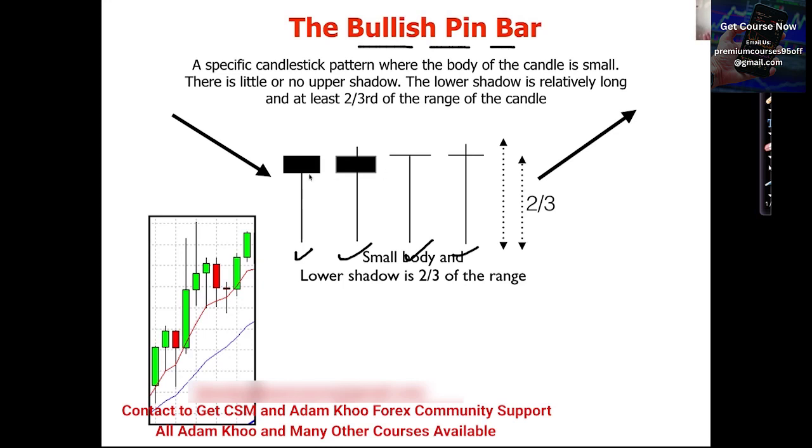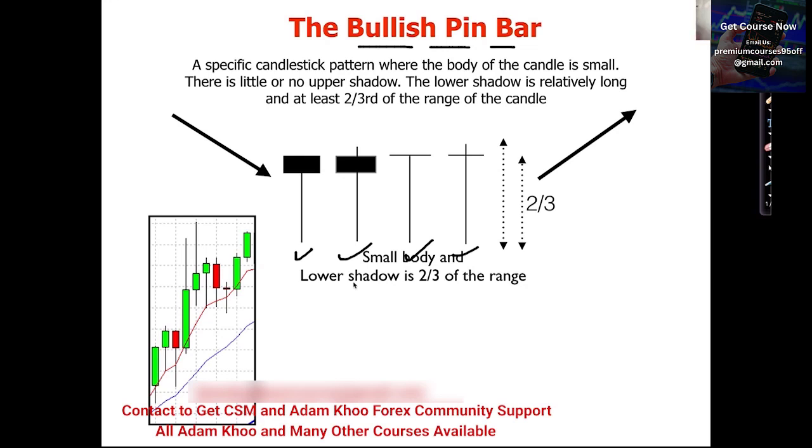What do they all have in common? They all have a relatively small candle body. In this case, the candle body is just a straight line because the open and closing price is the same. They all have a small body, and next they have little or no upper shadow or upper tail, but a long lower shadow or lower tail. How long must the lower tail be? The length of the tail has to be at least 2/3 of the range of the candle. So this qualifies as a bullish pin bar.